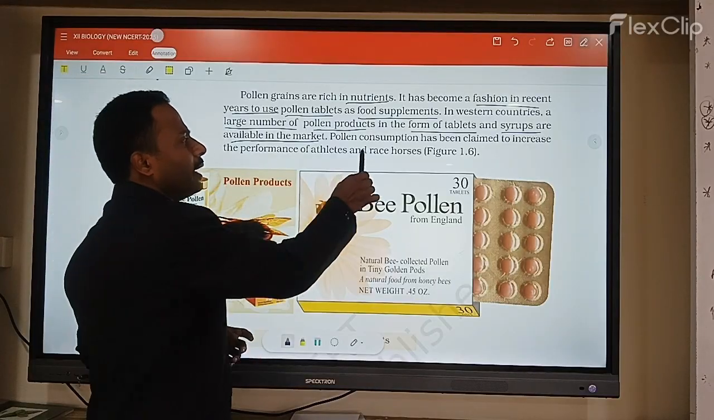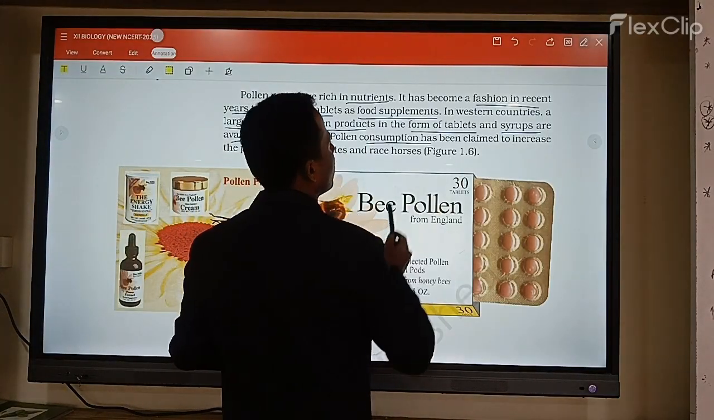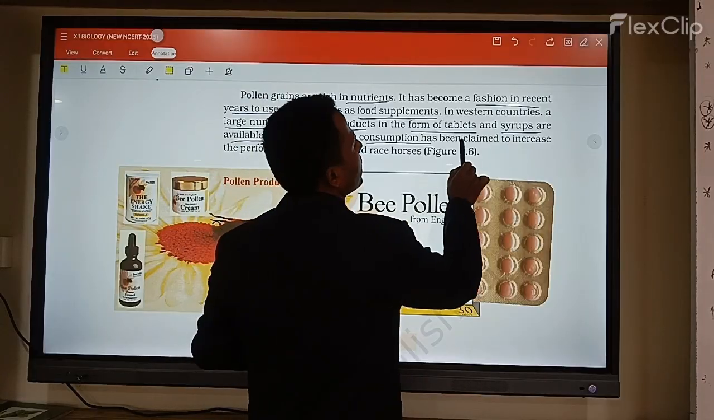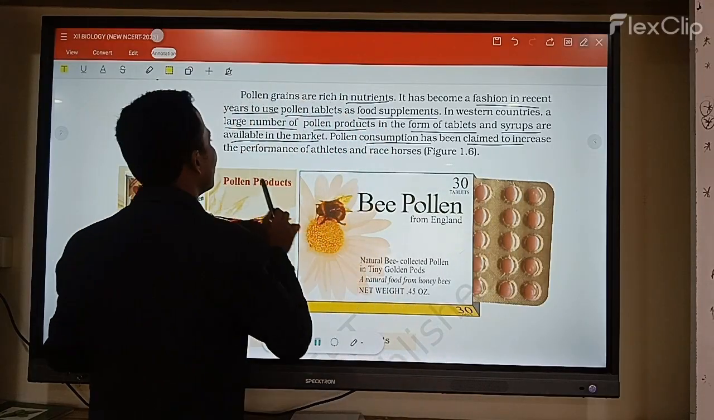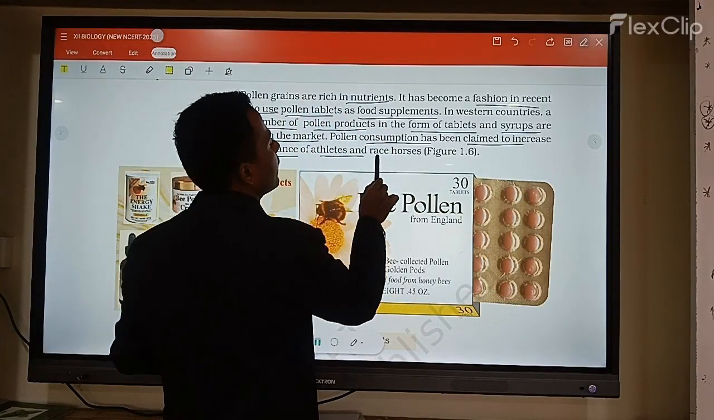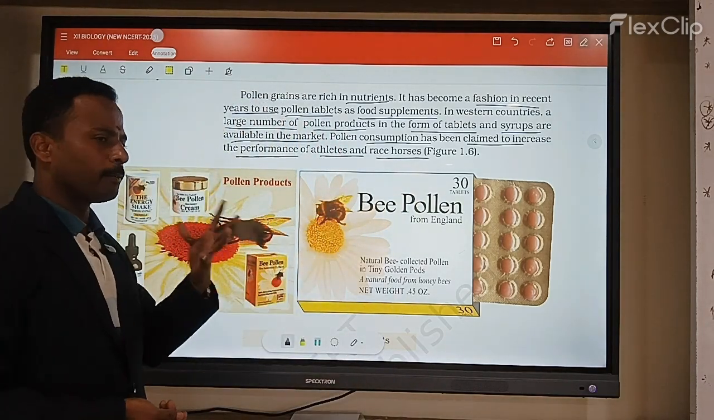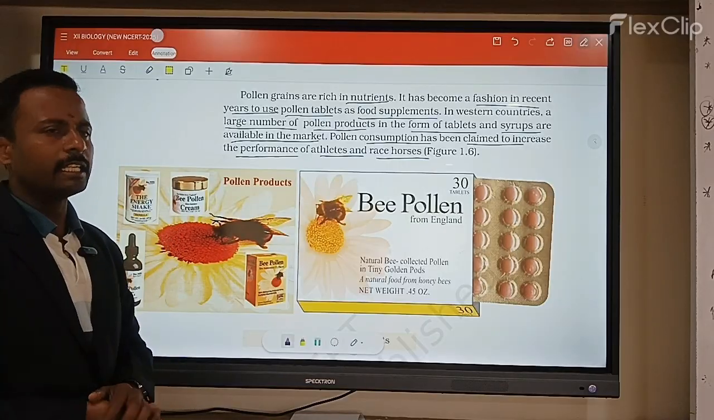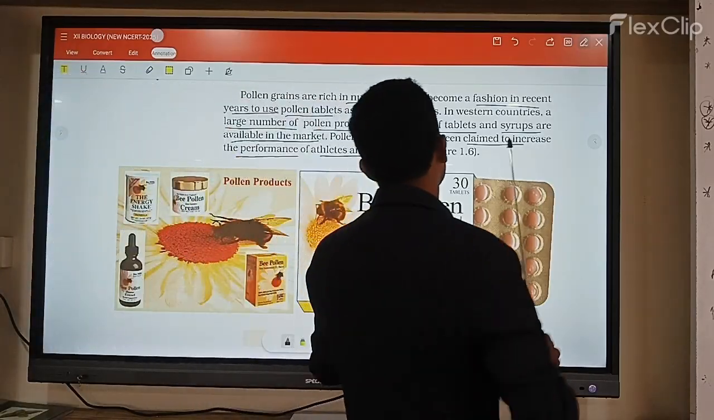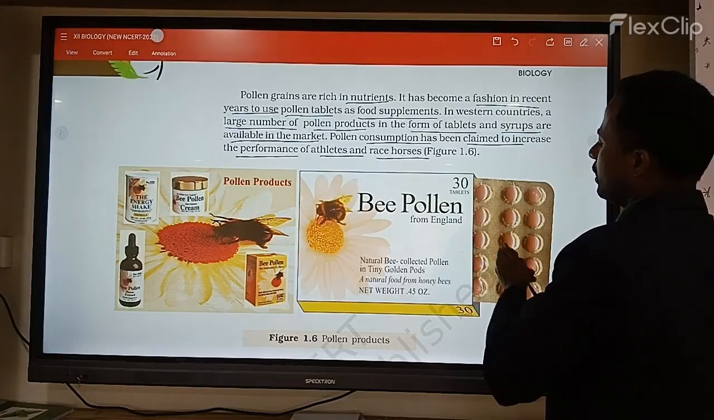The pollen consumption is claimed to increase the performance of athletes and race horses. So a number of athletes take these pollen grains as energy drinks, and also for their race horses.